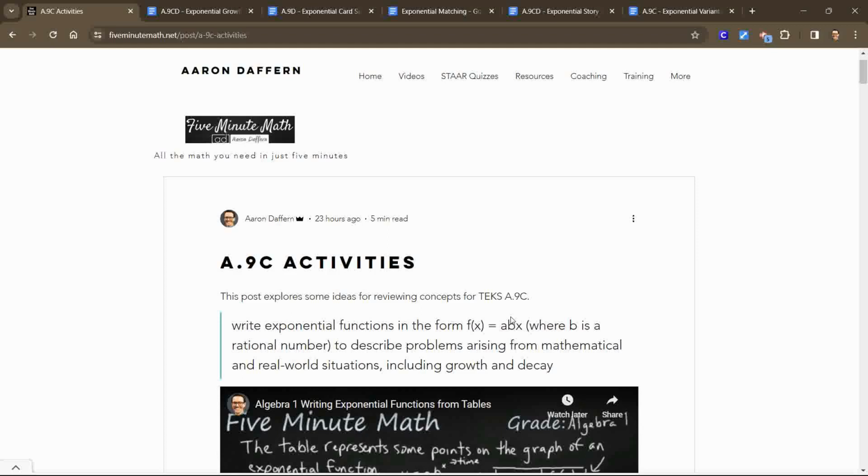Today we are looking at activities that teachers can use to help reinforce the concepts of Algebra 1 Standard A.9C, writing exponential functions. This is a blog post on my website, 5minutemath.net. I will put the link to this blog post in the video description.